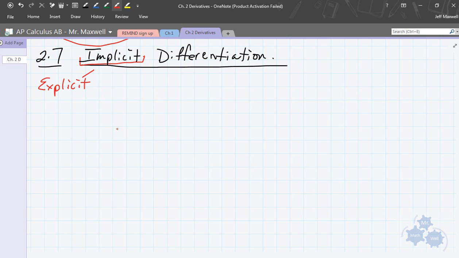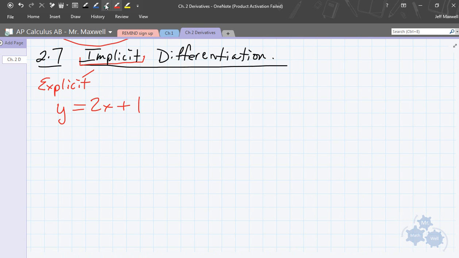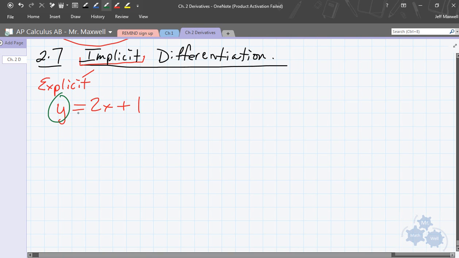So, if we think about math, then if something is expressed explicitly, it is exclusively in terms of something very specific. So, y equals 2x plus 1. Y here is expressed explicitly in terms of x. It means it's very bare, it's very raw, there's only one variable.